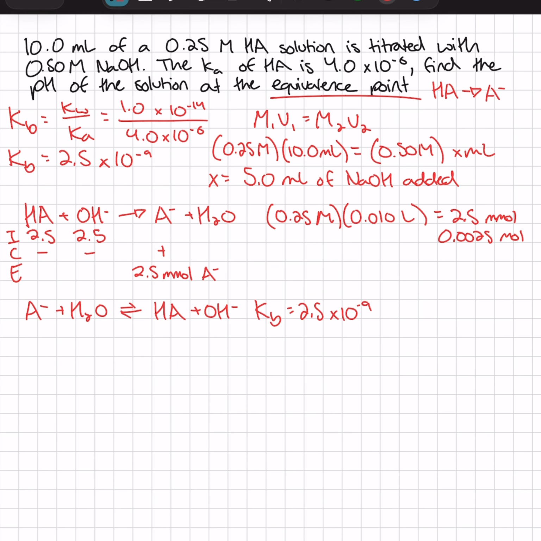Now we could use this and we could set up an equation to find our concentration of OH minus, since that would allow us to find the pH. We can also simplify the equation to just the concentration of OH minus squared instead of the concentration of OH minus times HA, since we know that these are going to be produced in equal amounts in the equilibrium.